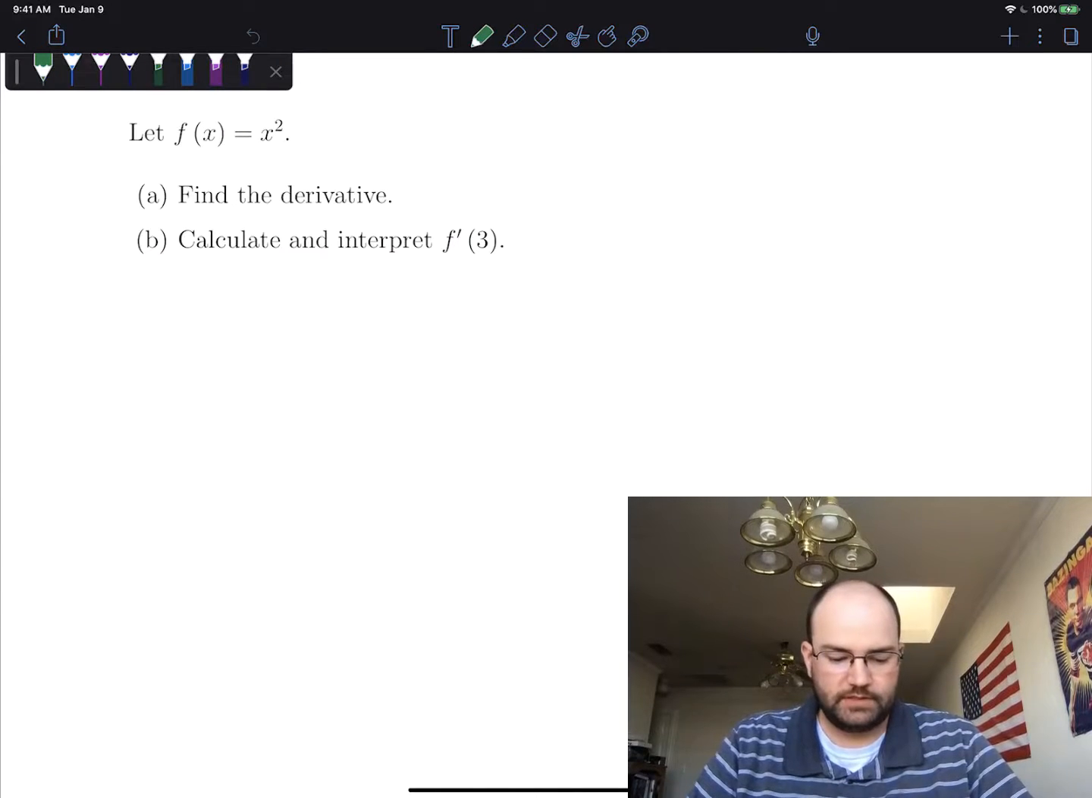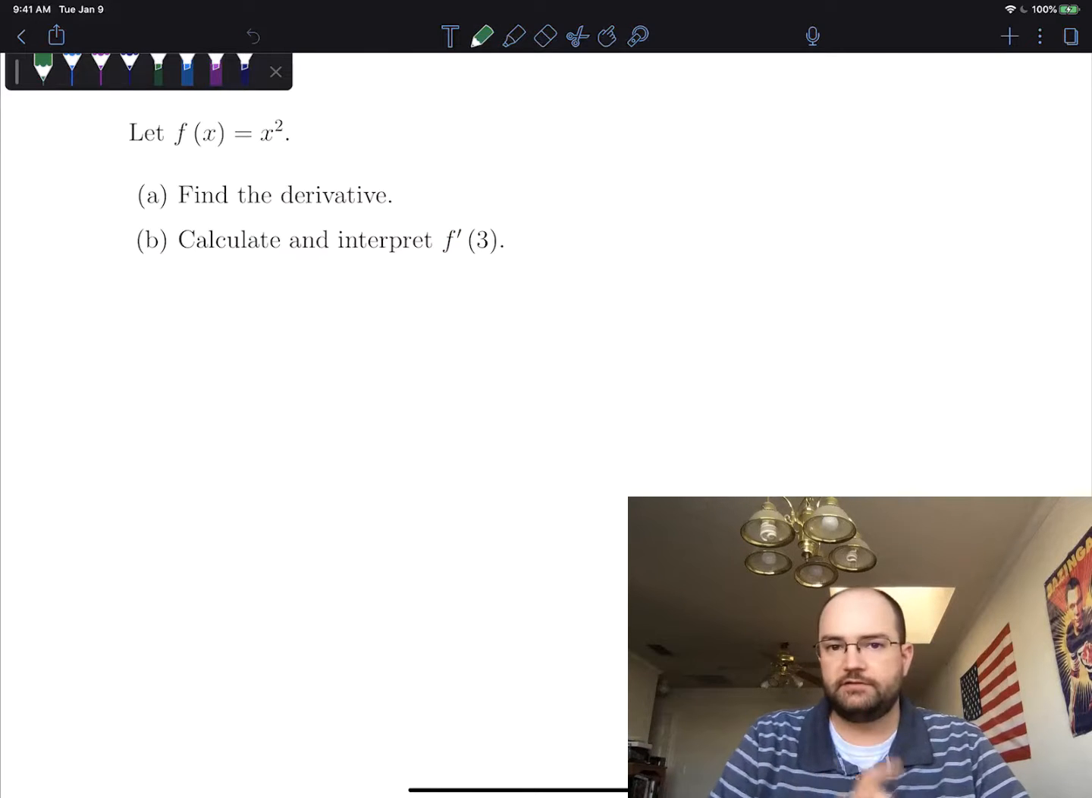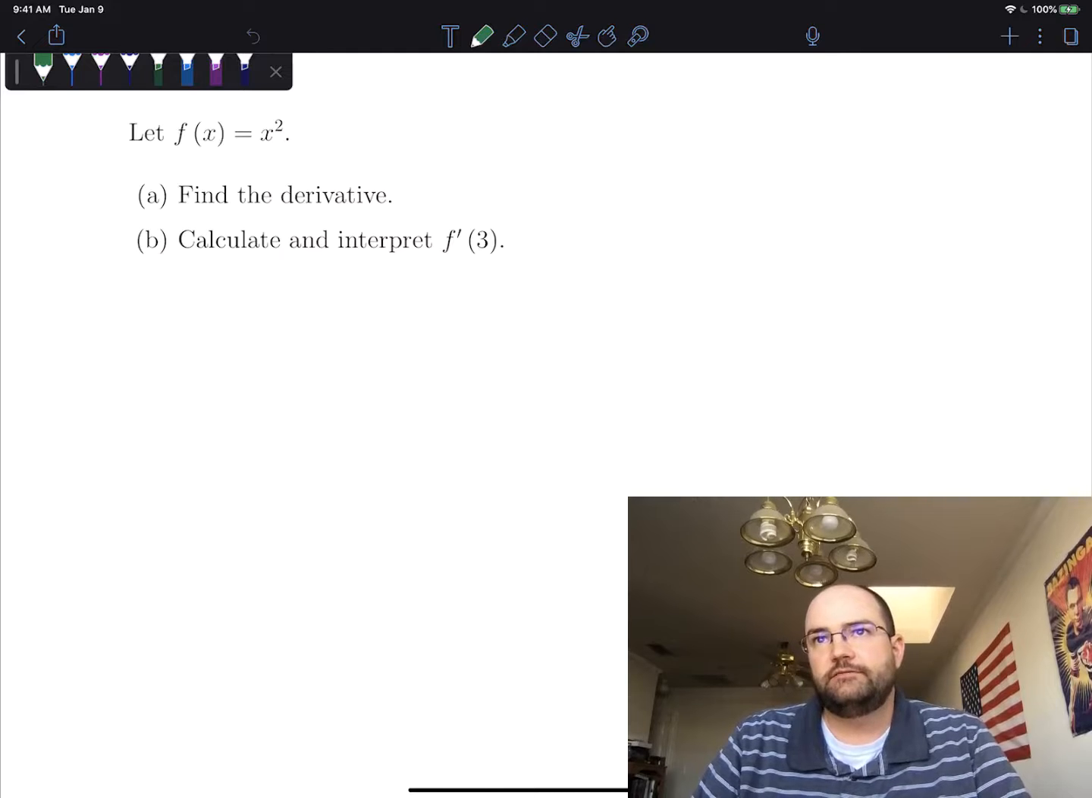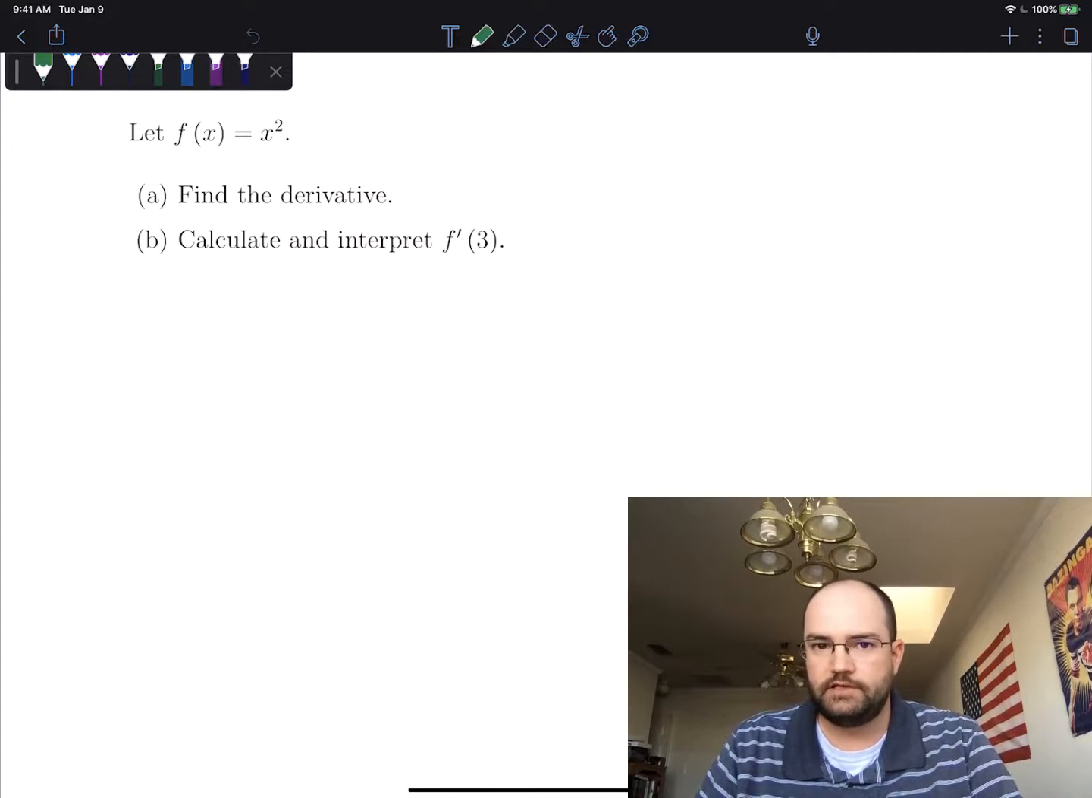Hello. In this video, we want to let f of x equal x squared, and then we want to find the derivative. Then we want to calculate and interpret f prime of 3. Now, when it says find the derivative, what it's asking us for is basically find an expression that we can use to determine the slope of a tangent line at any given point on the curve. That's what it really wants.